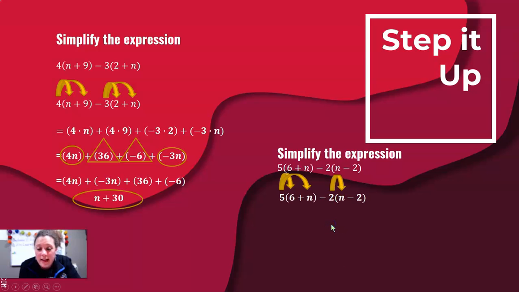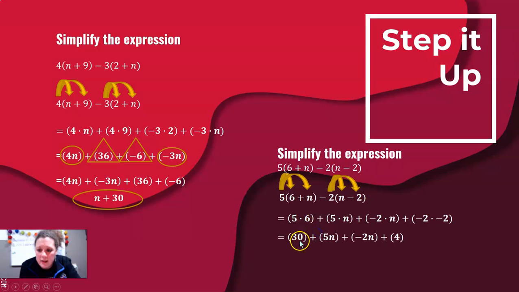Negative 2 times n, and then negative 2 times negative 2, and it's going to look like this, right? So now I have to do 1, 2, 3, 4 different multiplication problems, and it's not anything that you cannot handle as an algebra student, right? So 5 times 6 is 30. 5 times n would be 5n. Negative 2 times n would just be negative 2n. And then negative 2 times a negative 2 would just be 4.